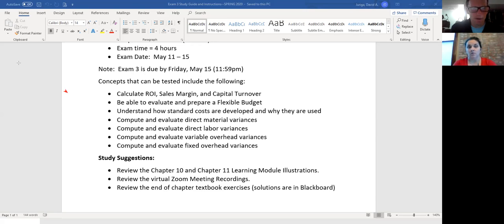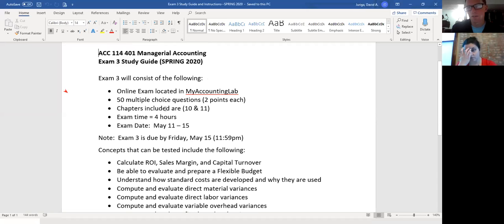All right. But again, 2 chapters is not a lot of volume, and there's a lot of calculations on this test. It's 50 multiple choice questions. Now, not all of the questions are calculations, but you have to do a lot of calculations. If you look at the 2 chapters, ROI, sales margin, capital turnover, flexible budget, and of course all these variances. So there's a lot of stuff on those.